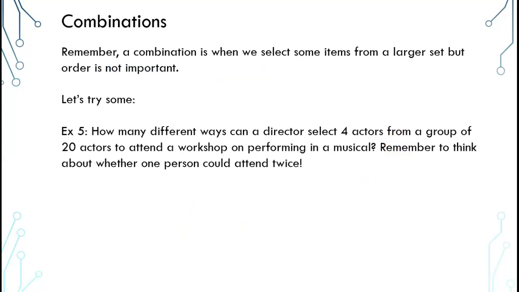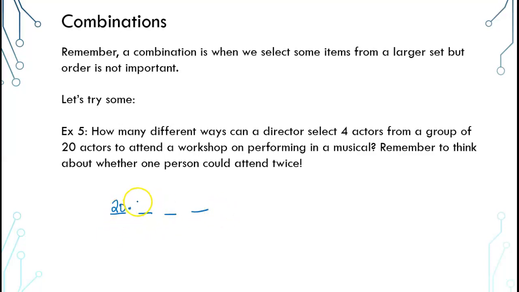Now, how many different ways can a director select 4 actors from a group of 20 actors to attend a workshop on performing in a musical? Remember to think about whether one person could attend twice. So we've got 20 actors, but we only have 4 spaces with which to send them to this workshop. For the first person, he has 20 different people to choose from. But he's not going to send the same person to the same workshop more than once. He now wants 3 different people.